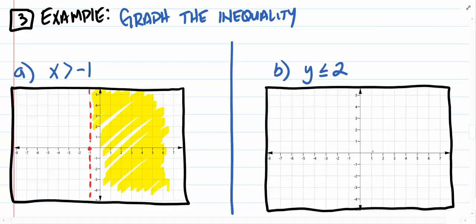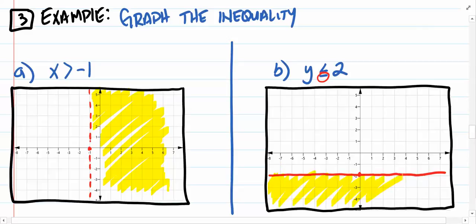y is less than or equal to negative 2. Well, I'll go down to negative 2 on the y-axis. I would put a solid line in this particular case because the line is a member of the solution set. So notice the difference between those two. And I want everything that's less than that. So everything below the line would represent the graph y is less than or equal to negative 2.